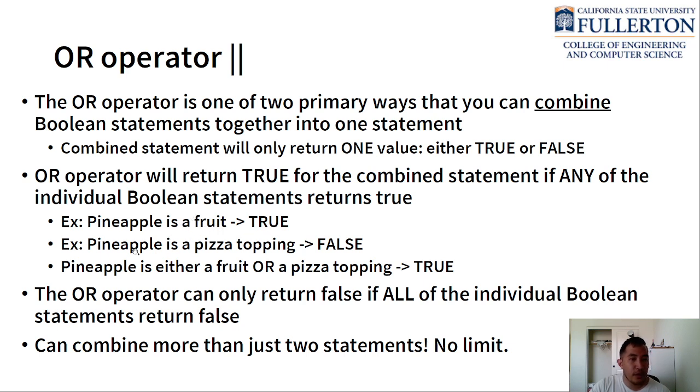So pineapple is not a fruit, or pineapple is a fruit, which is true, but pineapple is obviously not a pizza topping. And so if we combine them together into one statement, we say that pineapple is either a fruit or a pizza topping, that's true, right? Because this first part of the statement is true. Even though the second part of the statement is blatantly false, it doesn't matter because the first part of the statement is true. And so the OR says that if either one of these are true, then return true.